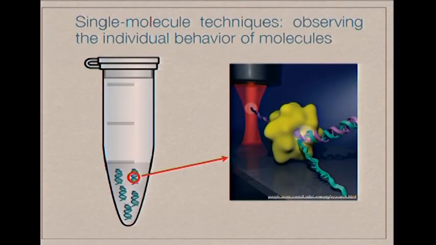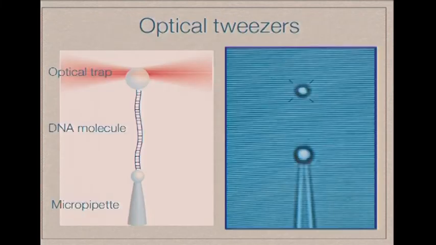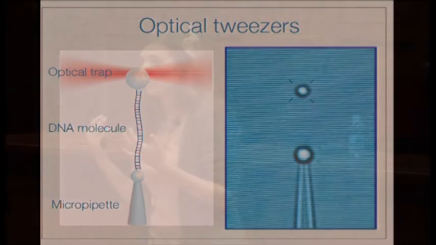So how can we do this? Well, there are many single molecule techniques that I can apply, but I'm going to focus on the one I use in our lab. It's called optical tweezers, and it's a very powerful instrument because it allows us to apply forces from 0.1 up to 100 piconewtons and to measure distances of about 1 nanometer.